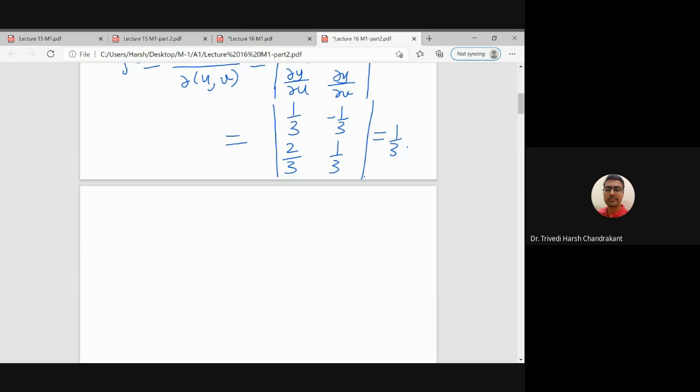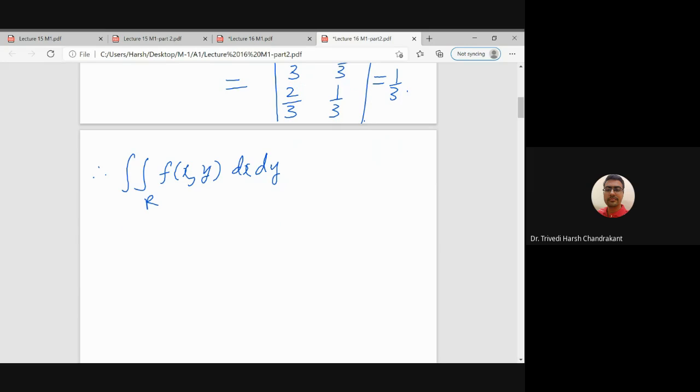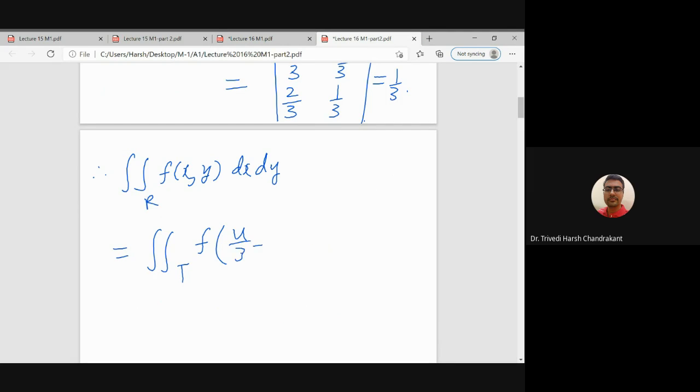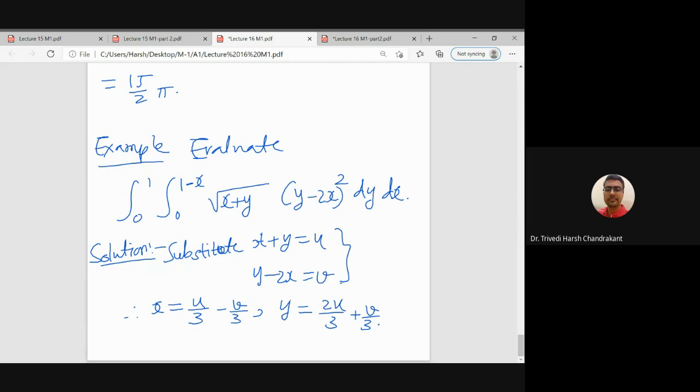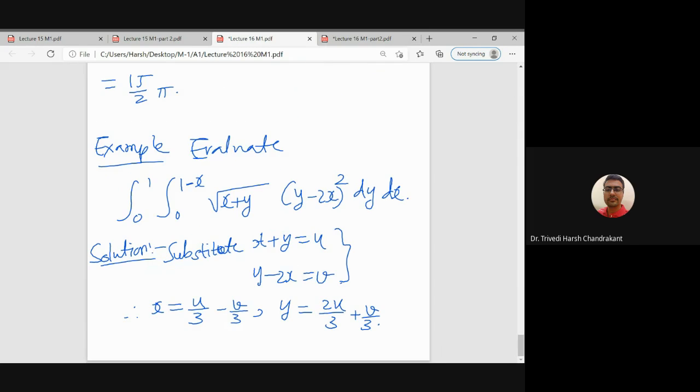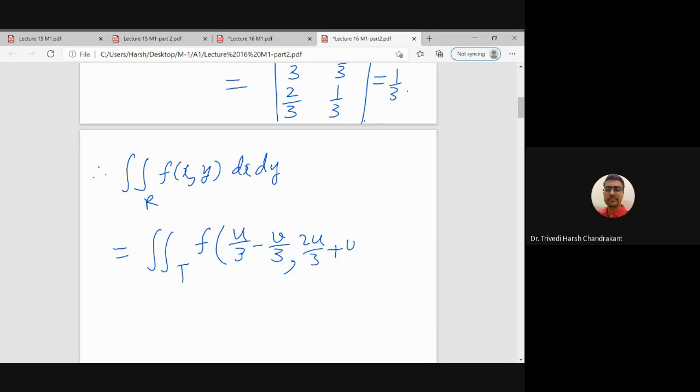So finally, now we got the Jacobian. Therefore, the double integral of f(x, y) dx dy will be the integral over T of f of x, where x is u/3 minus v/3, and y is 2u/3 plus v/3, times the modulus of the Jacobian, du dv.